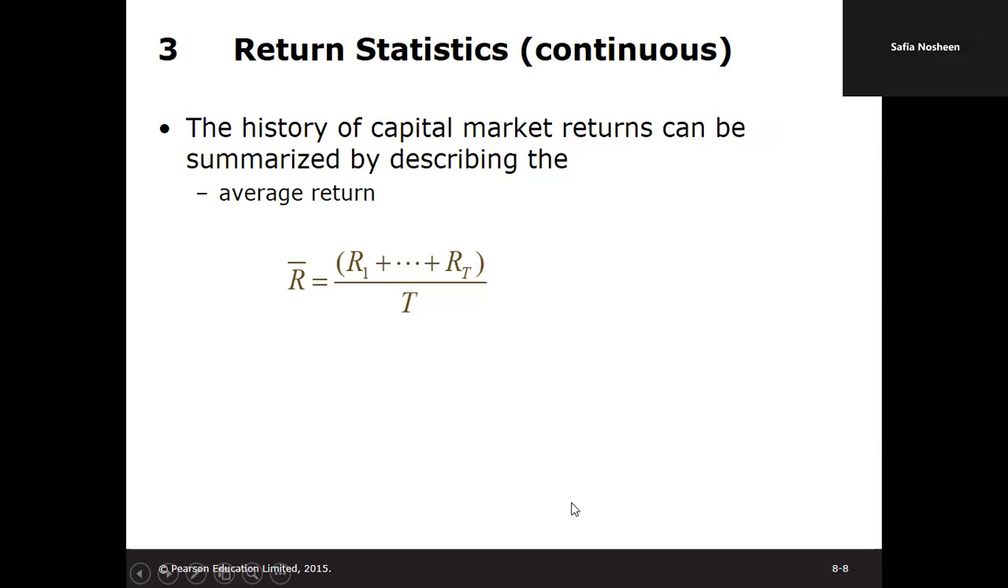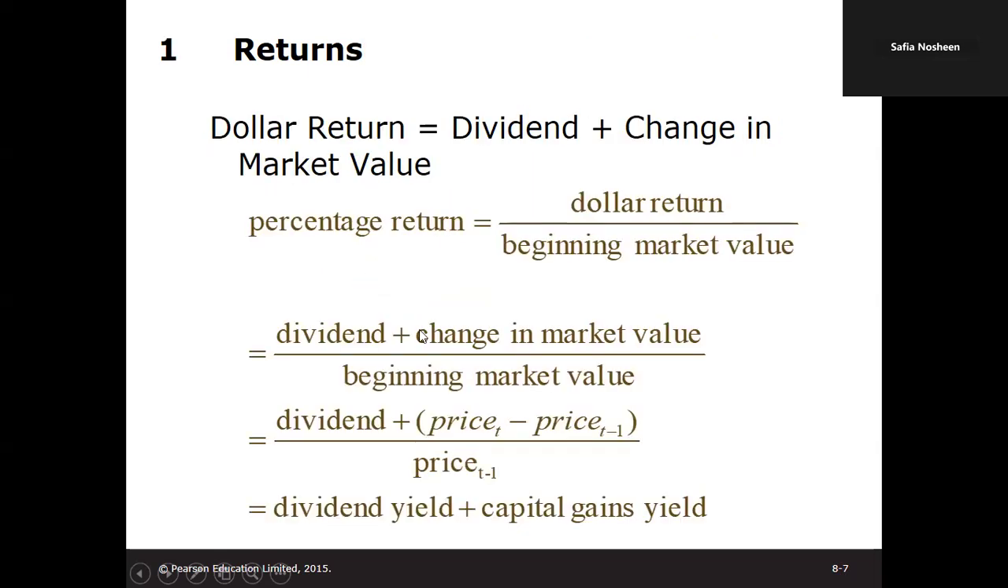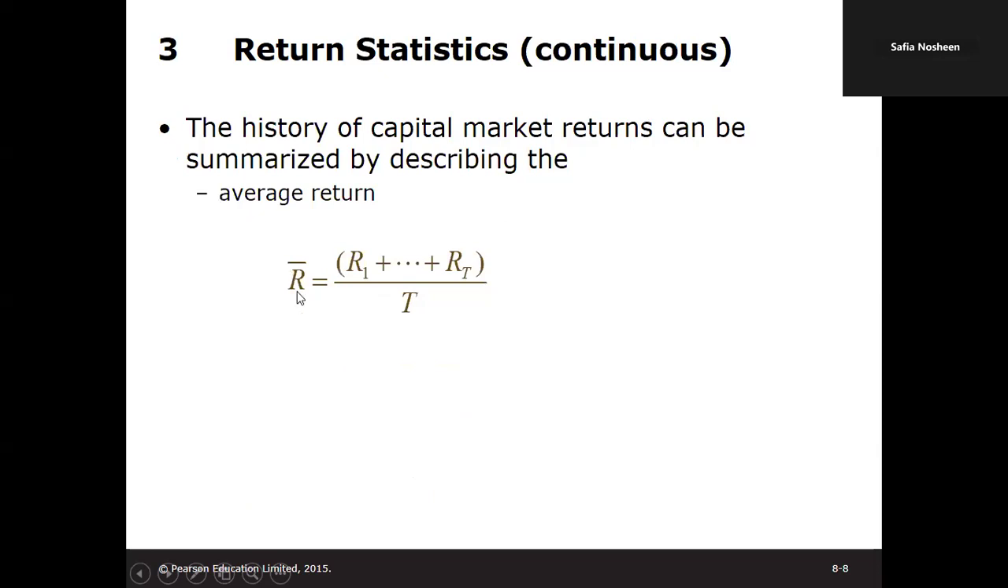When we describe the historical prices of the stocks in the stock market, these are described in terms of average returns. So these are the return in period one, the return in period two, and it goes on. These return values will be calculated by using these formulas. So the average return would be the returns over many periods divided by the total number of periods. The historical capital market returns are described in terms of the average returns.